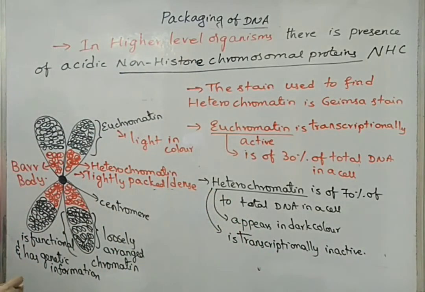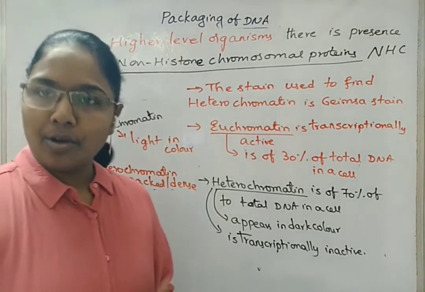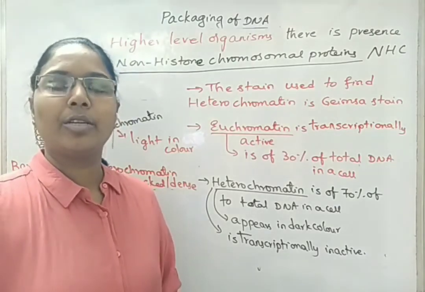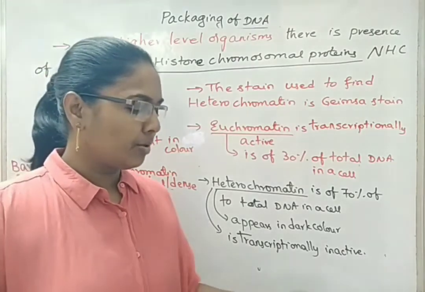This is about the DNA, its length, presence of DNA in the form of nucleosomes, coiling around the histone proteins, presence of DNA in the form of solenoids, supersolenoids, chromatids and chromosome.